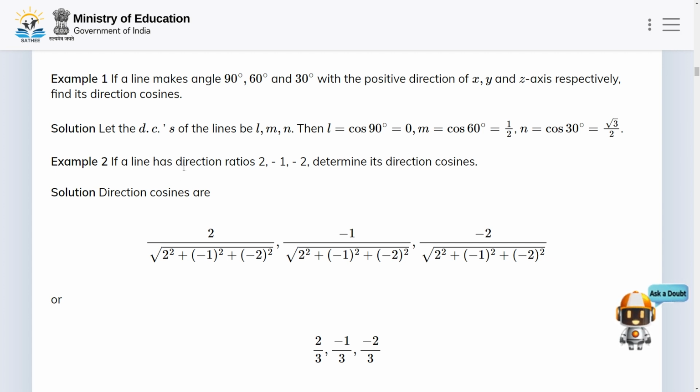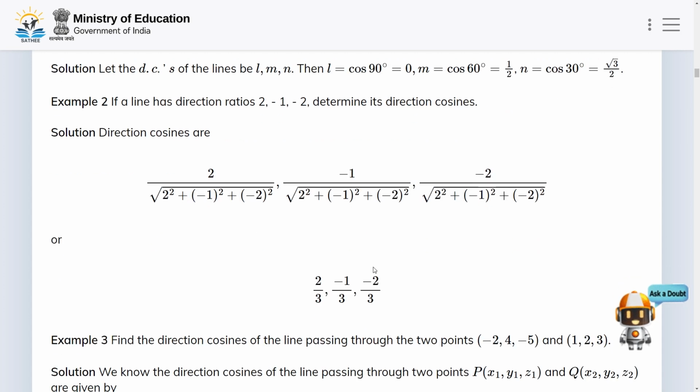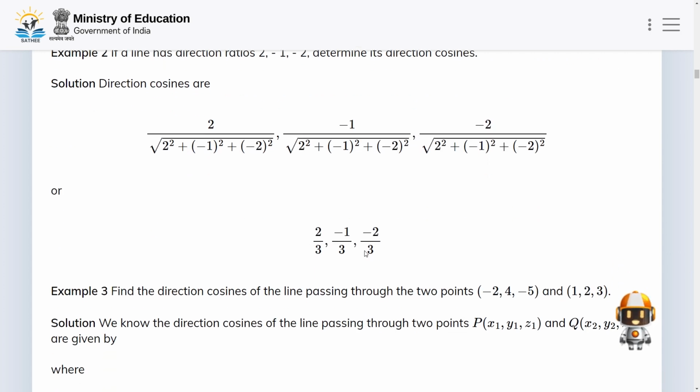Now, if you have direction ratios as 2, minus 1, minus 2, then determine the direction cosines. Quite simple. l is 2 divided by root of the sum of the squares of these, like root of 2 square plus (minus 1) whole square plus (minus 2) whole square. Now, m will be minus 1 by root of 2 square plus (minus 1) whole square plus (minus 2) whole square. n will be minus 2 divided by the same root. This means 2 by 3, minus 1 by 3 and minus 2 by 3.